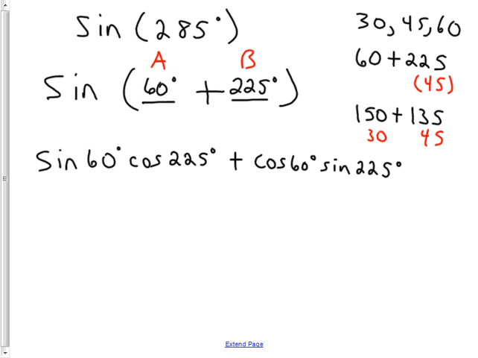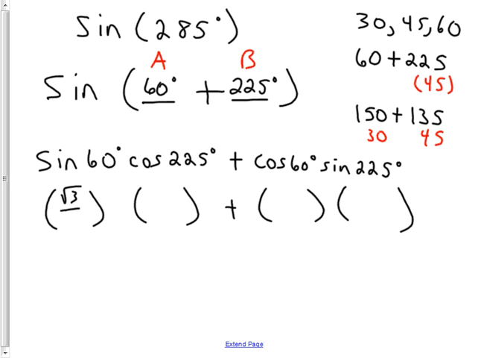And now I know all four of these values. I know what the sine of 60 is, the cosine of 225, the cosine of 60, and the sine of 225. I know all four of those values, or I can find them using my reference angles and the quadrants they're in. So sine of 60 degrees is the square root of 3 over 2. Cosine of 60 degrees is a half.